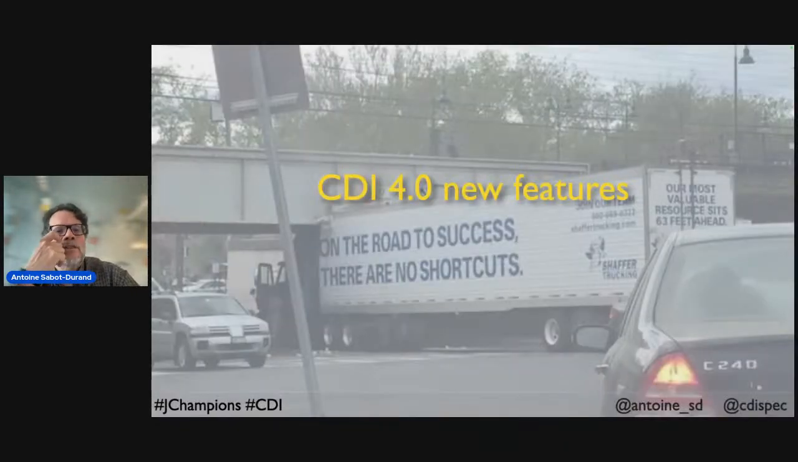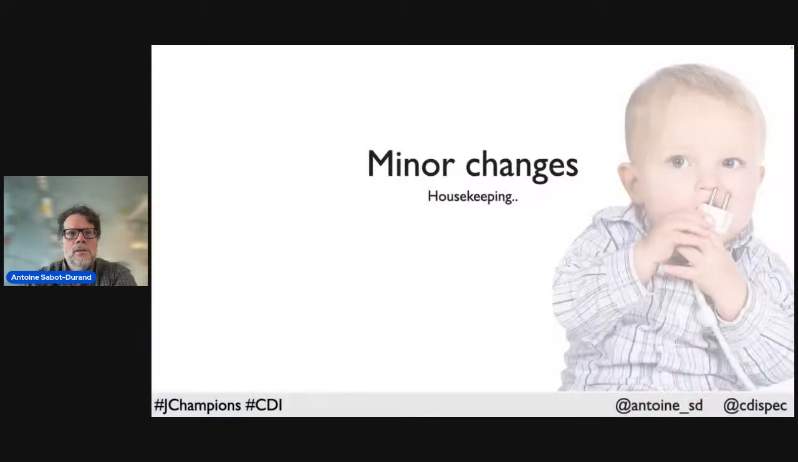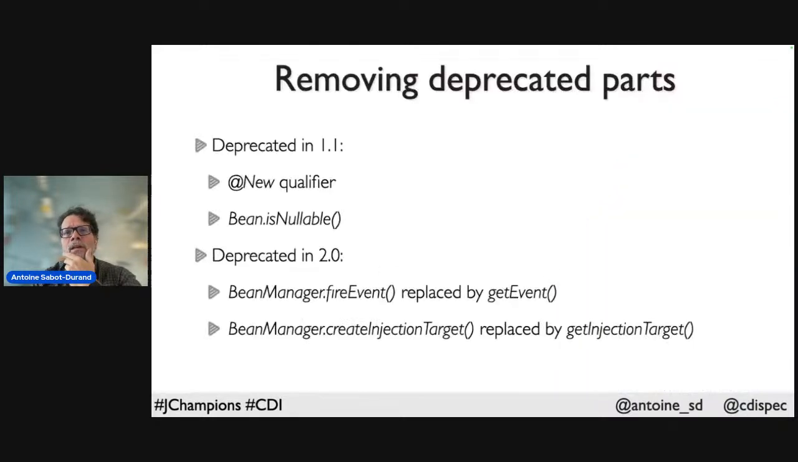And after that, there was CDI 4. And let's start with listing the new features that were brought in CDI 4. So the first part are mostly minor changes, but that can be interesting to go through. We started by removing deprecated parts. So there were a lot of deprecated parts in CDI. There were some that were deprecated in the 1.1 version.